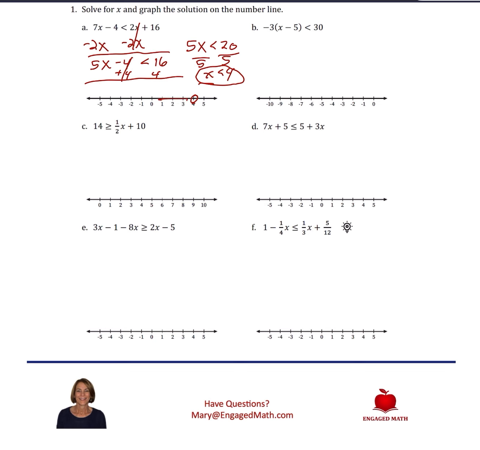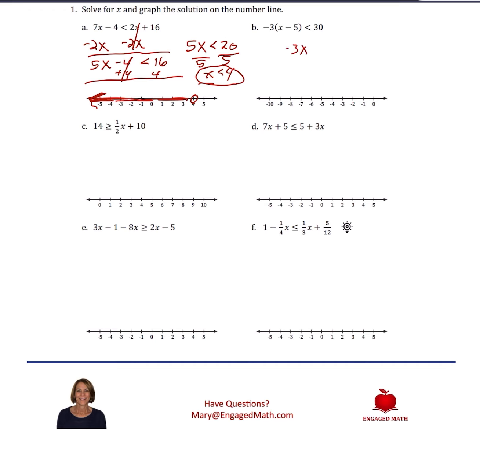It's not less than or equal to 4. So all we're going to do now is shade this way. And remember, all the shaded points represent all the answers that would make that inequality true. Any value shaded would work in the original inequality. Okay, let's go to the next one.